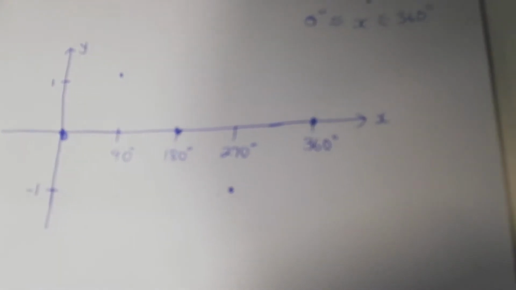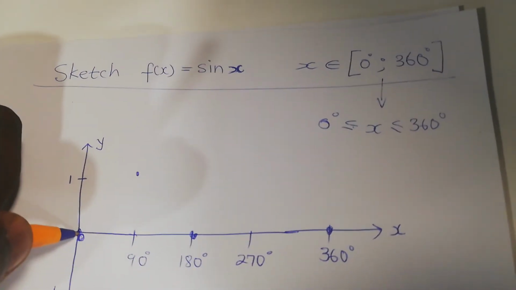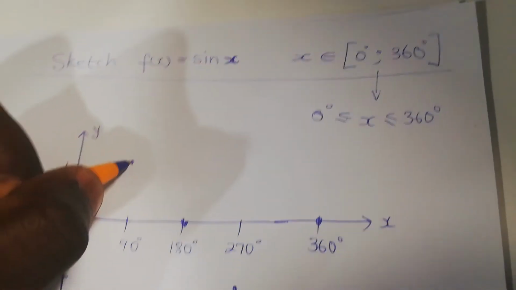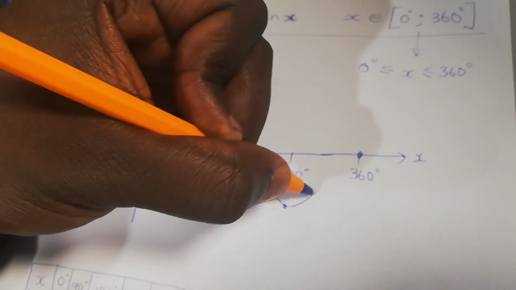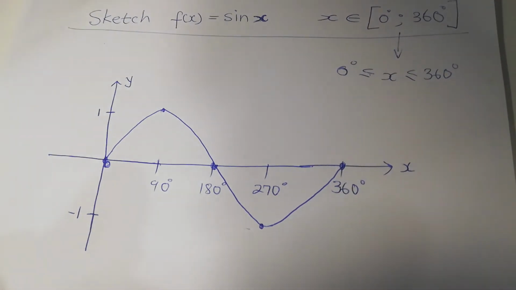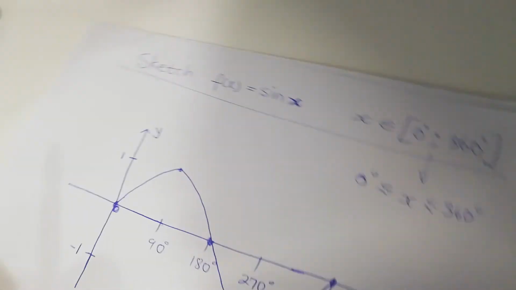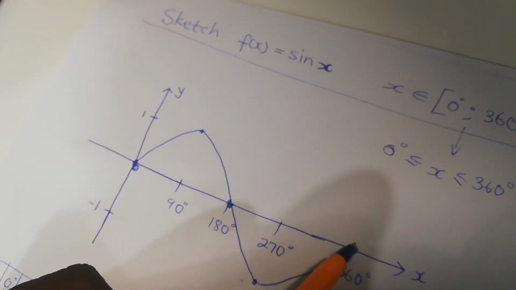Remember, a sine function is a curving function, so you don't need a ruler to join the points. You just need to use your free hand. Let's use our free hand to join the points, and there you go, you have your normal sine graph. The domain states that it should be between 0 and 360 degrees, so we have from 0 there to 360 degrees there.